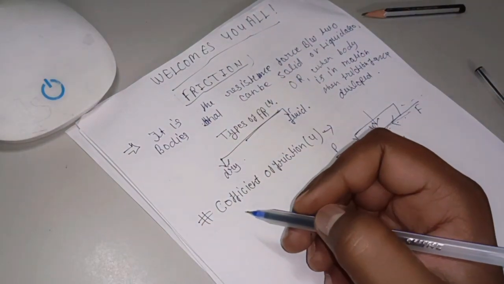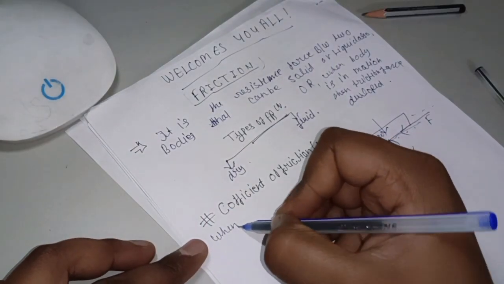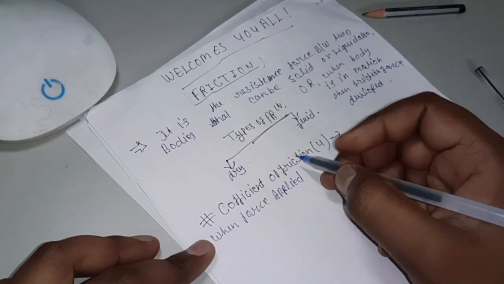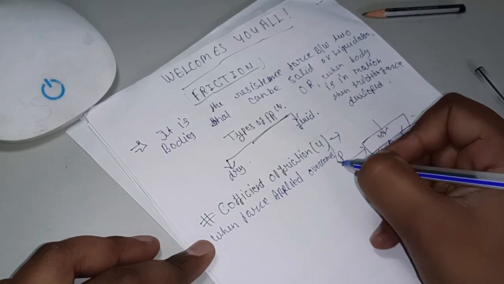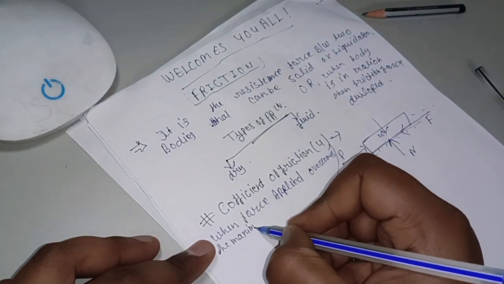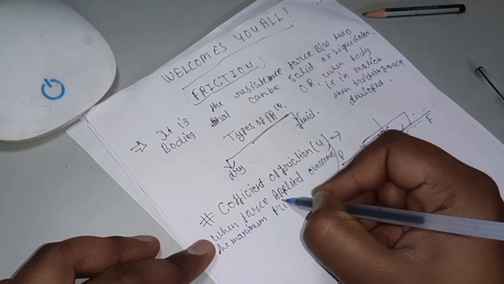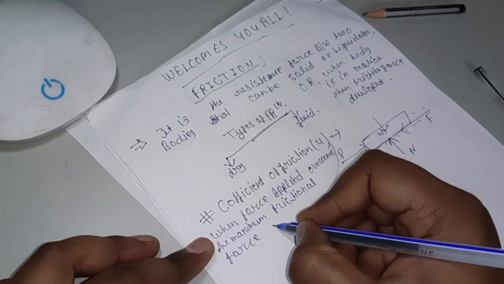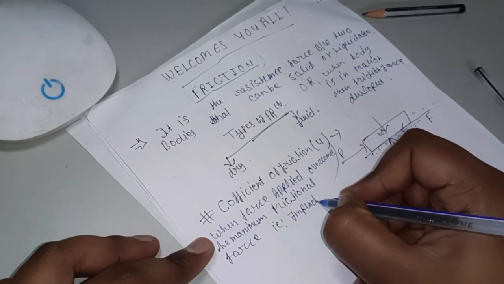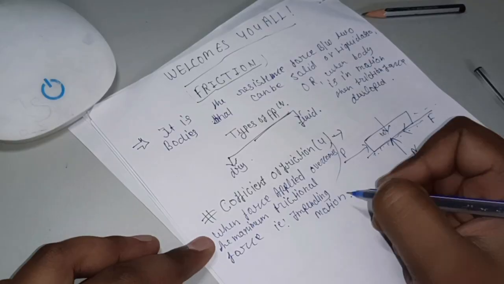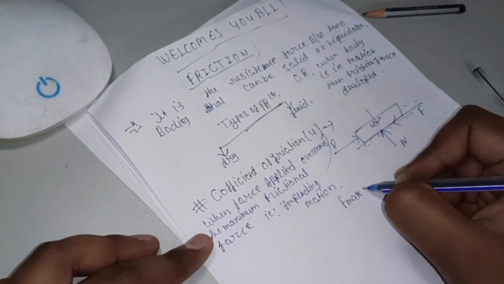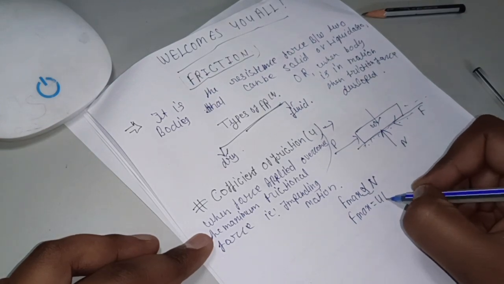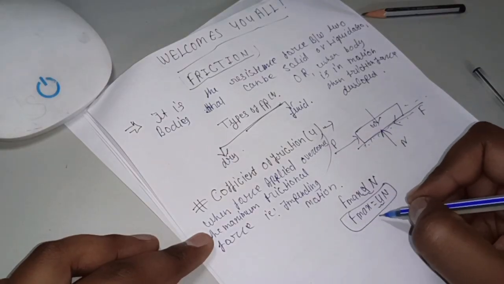I can write the definition: when the applied force overcomes the maximum frictional force, it means impending motion. And we know that maximum friction is directly proportional to N, so I can write F max is equal to mu into N. So if we want to find mu, it is F max upon N.